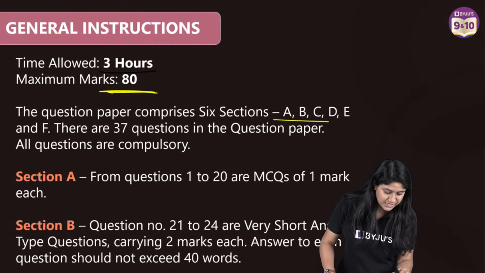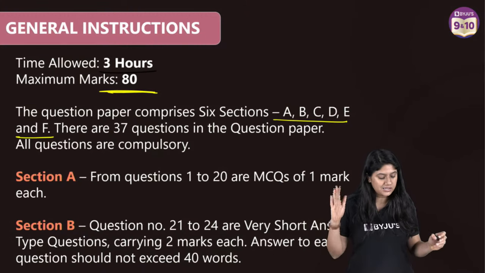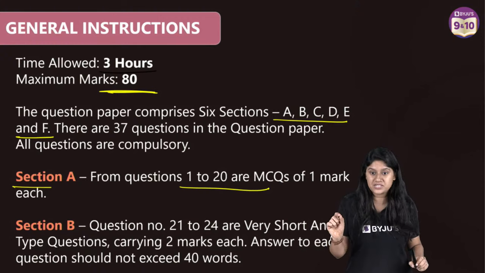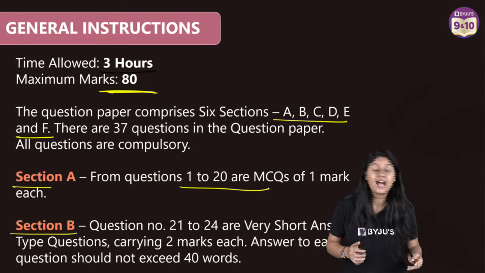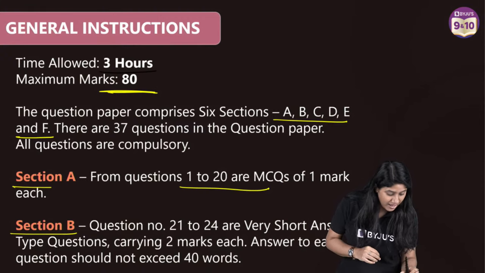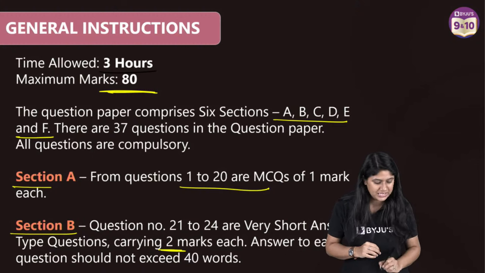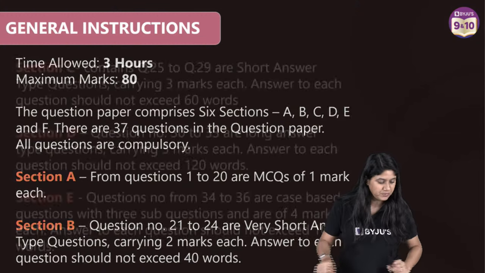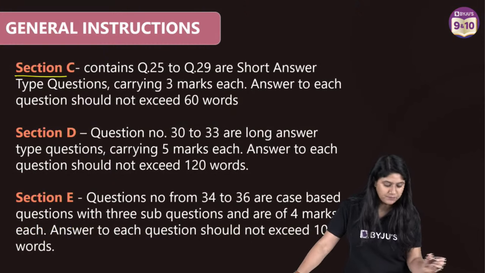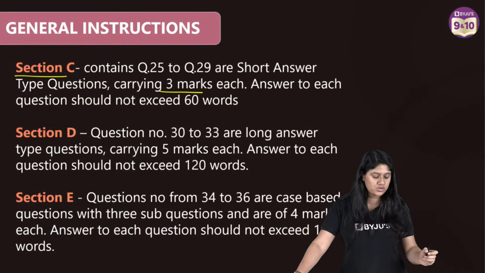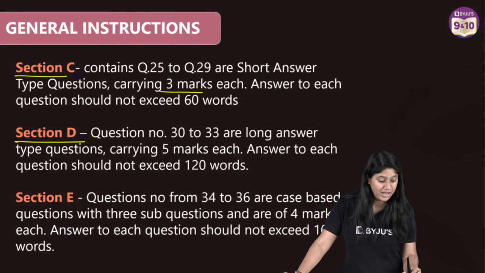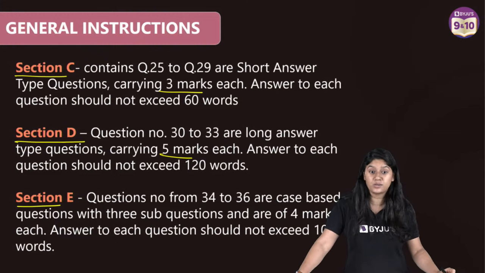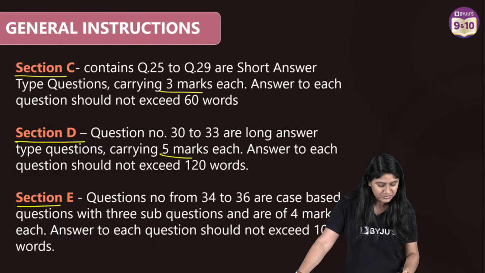We have different sections: A, B, C, D and E. Section A has MCQs, 20 questions. In Section B we have 2-mark questions, and we have questions 21, 22, 23, 24, which is 4 questions. Then we have Section C, which is of 3 marks and also has questions. Section D is 5 marks, and Section E is very special because it has case-based study questions.